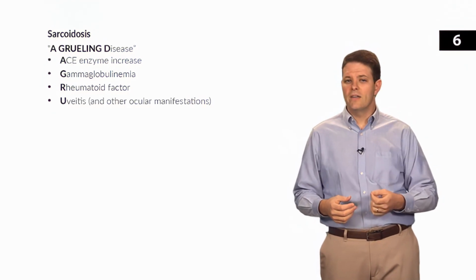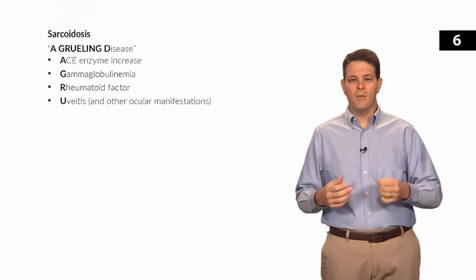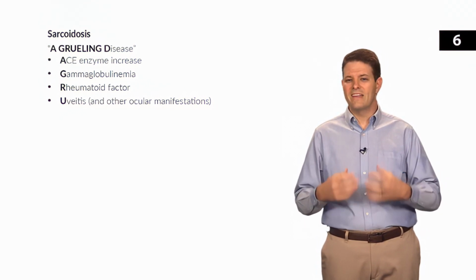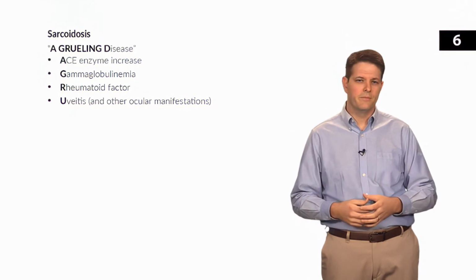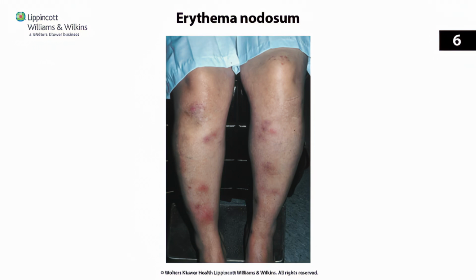U is for uveitis and other ocular manifestations. Lots of different eye things, but the most common one is uveitis, or inflammation of the vascular layer of the eye, the uvea. The E is for erythema nodosum, which are tender erythematous nodules on the anterior surface of the legs, along the tibias, due to subcutaneous fat inflammation. Now, these are seen in other disorders as well, but they can certainly be associated with sarcoid.